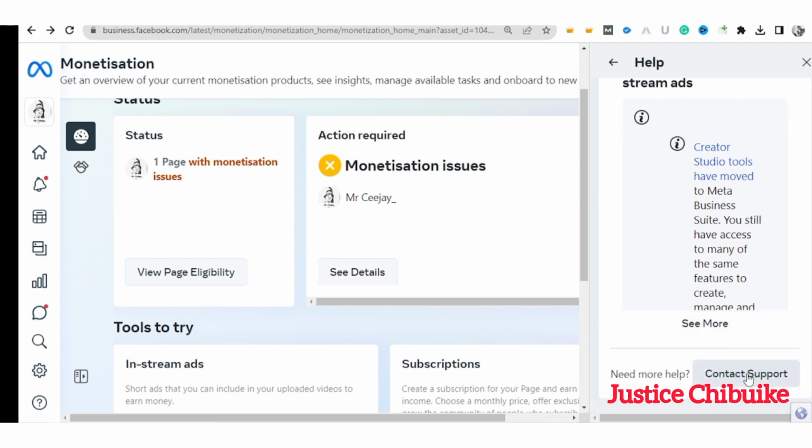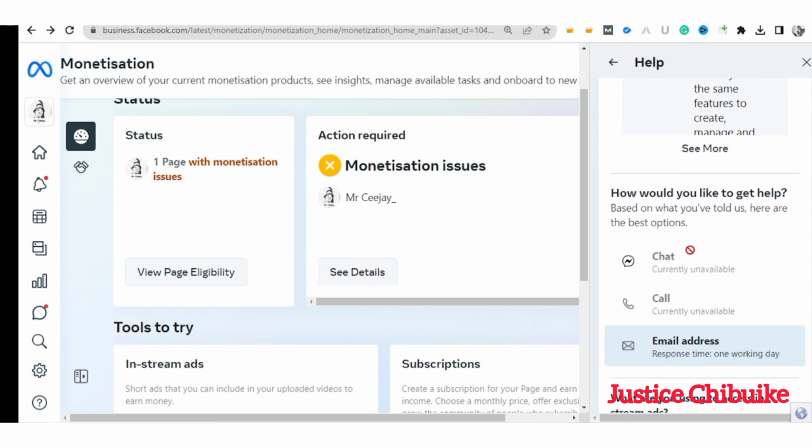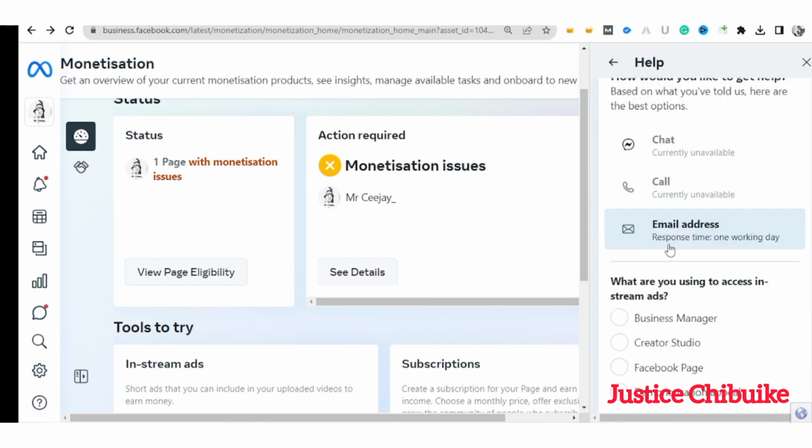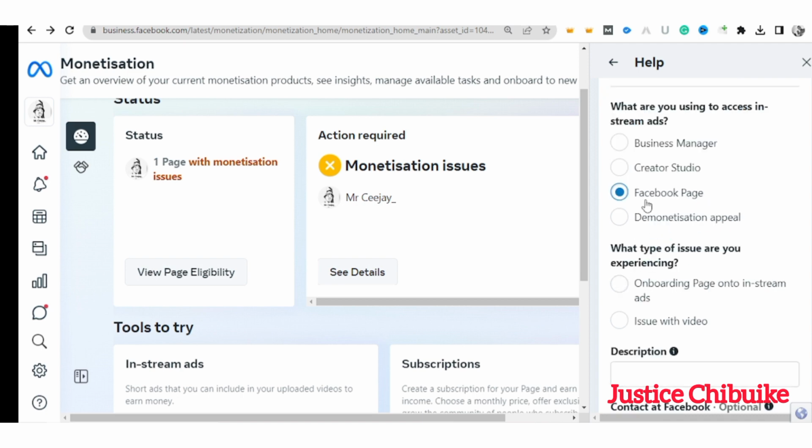Now the contact support button will show. So click on contact support. Right, so you see chat, call, and email response. So you see that is the email that is available now. So once you are done, they are going to ask you, what are you using to access in-stream ads? Business manager, creator, Facebook page, whatever one. So you are going to select whichever one that you are using to access your in-stream ads.